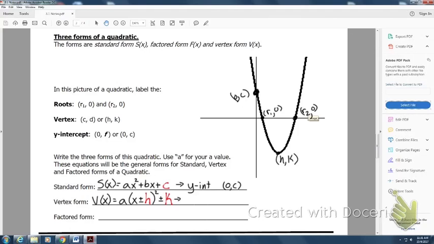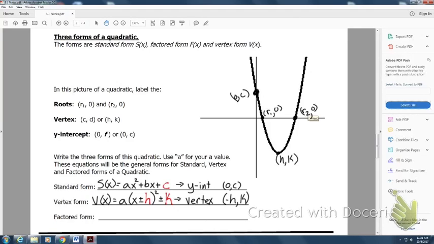Joey, what piece of information do you think the vertex form is going to give us? The vertex form most likely is going to give us the vertex. To get that out, it's going to be the opposite of whatever the h is, comma, k. K is going to be your y, the opposite of h is the x.